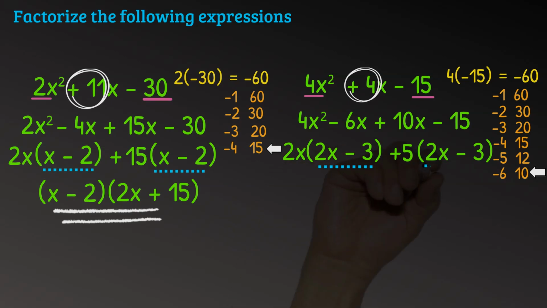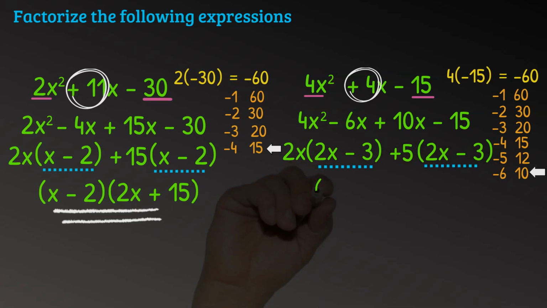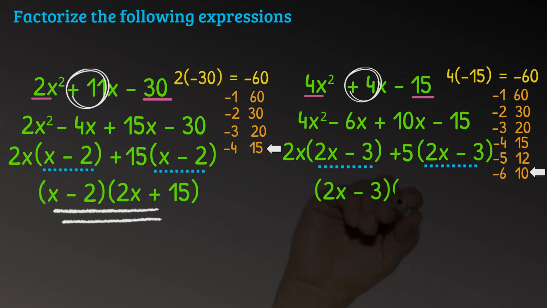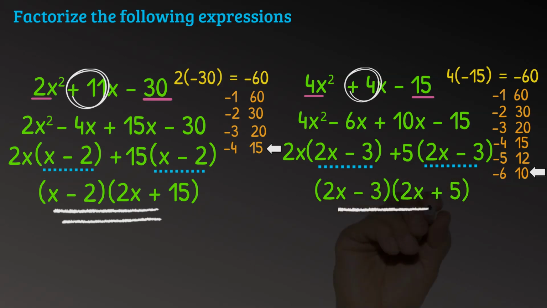And because these brackets are the same, we know we've got the first bracket of our solution, 2x minus 3. And because it's multiplied by 2x and by plus 5, the second bracket is 2x plus 5.